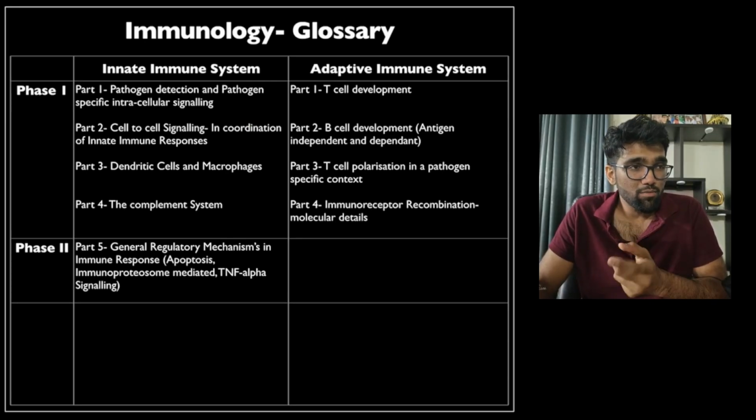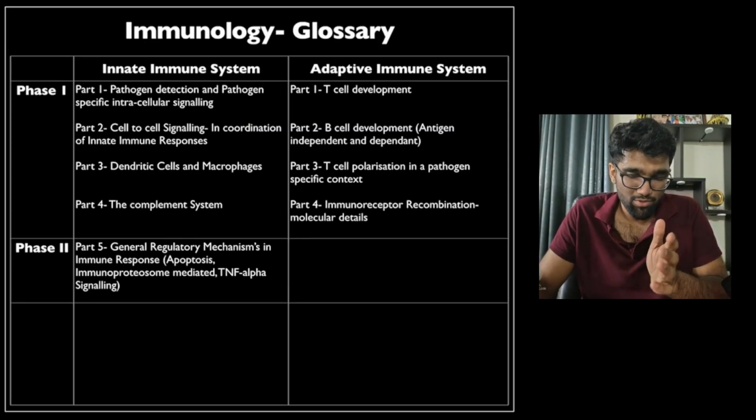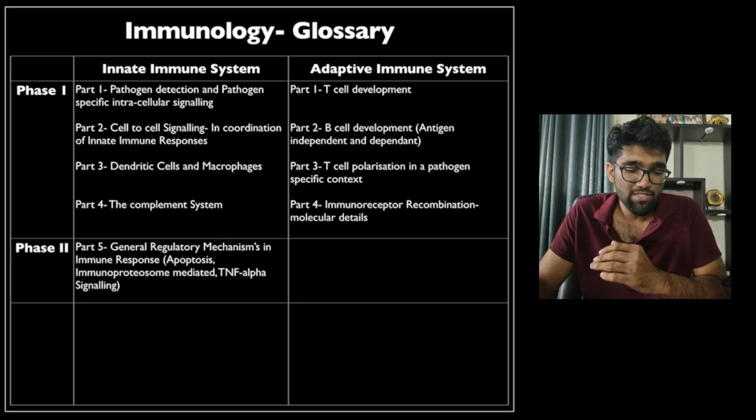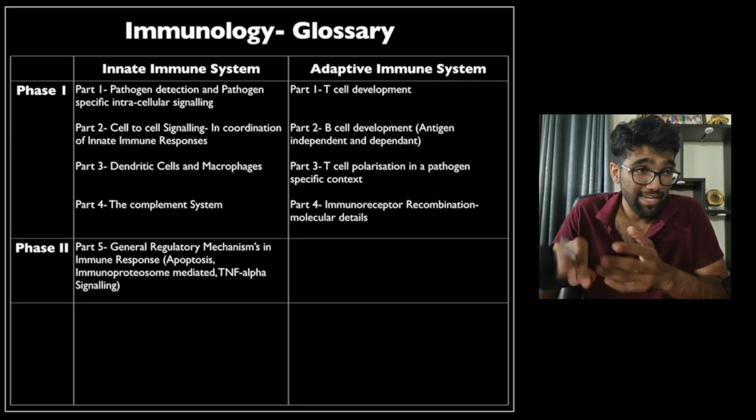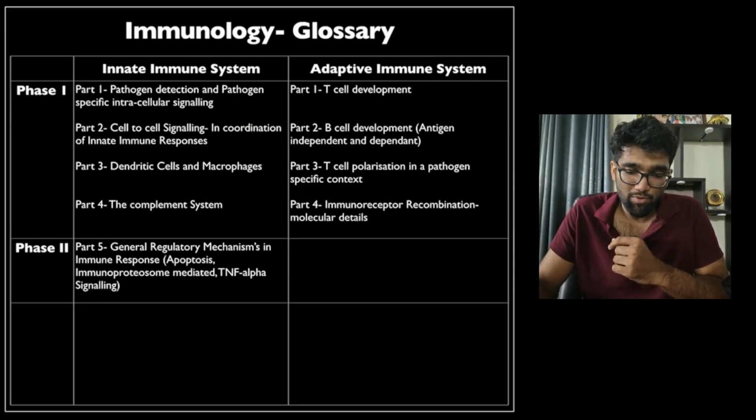So there I'll be talking about how apoptosis regulates immune responses. We'll talk about how the immunoproteasome, that is a specific type of protein degrading machinery within the cell, is very important in regulating immune responses. And then we'll talk about how TNF alpha signaling has multiple ways in which it can signal, and it is context specific. And I'll come to that.